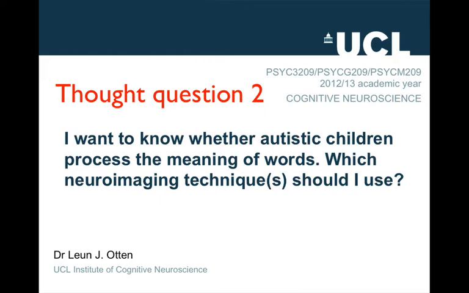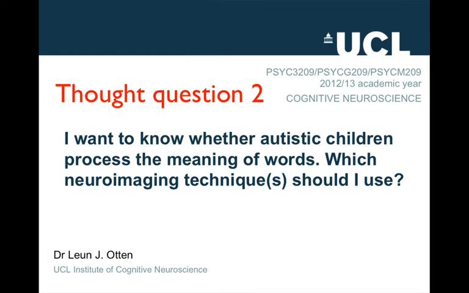You could employ fMRI or PET or indeed optical imaging to measure aspects of activity in the left inferior frontal gyrus and see whether autistic children elicit that activity. If they do, and indeed it is an appropriate marker for semantic-related processing, then you could argue that autistic children indeed do process the meaning of words.